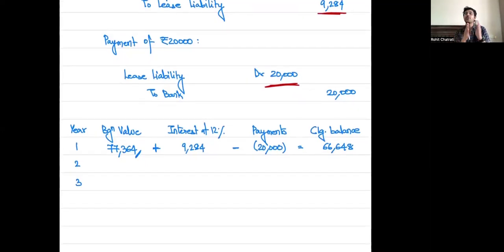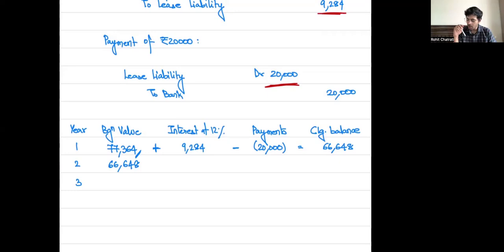All right, so the ROU asset and lease liability were equal on day one, but as time passed, they started diverging. ROU asset has a different value and lease liability has a different value. Now the ending balance for year one becomes the beginning balance for year two. The beginning balance for year two is going to be 66,648.